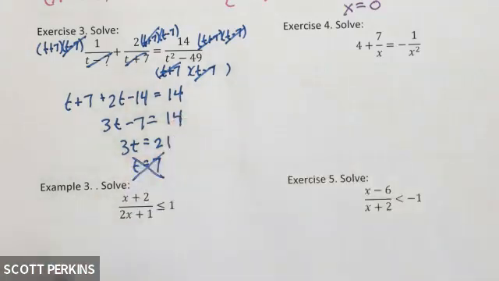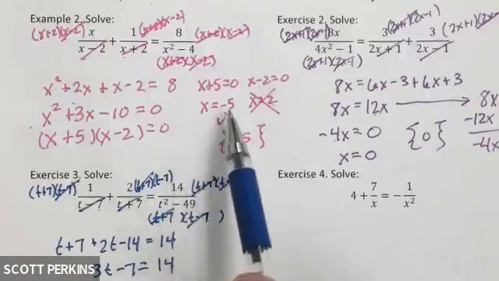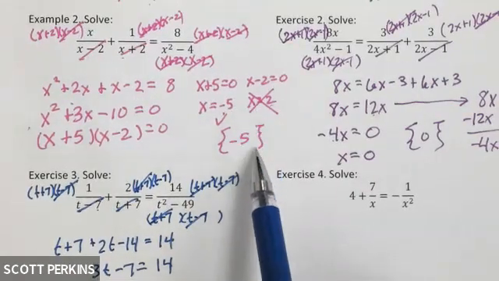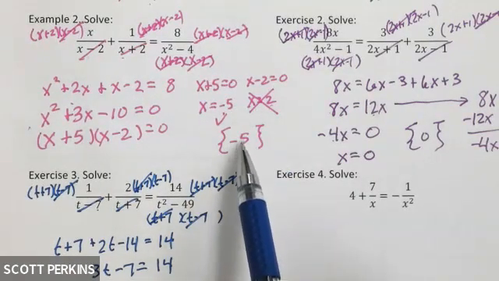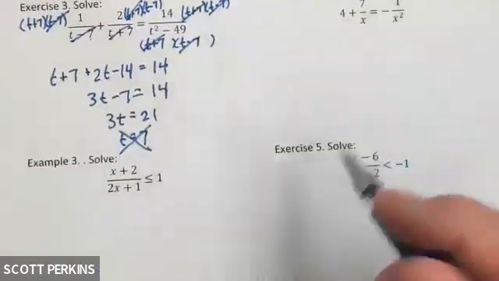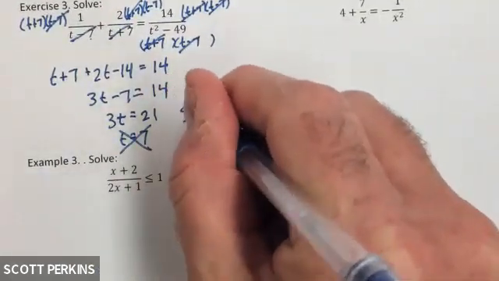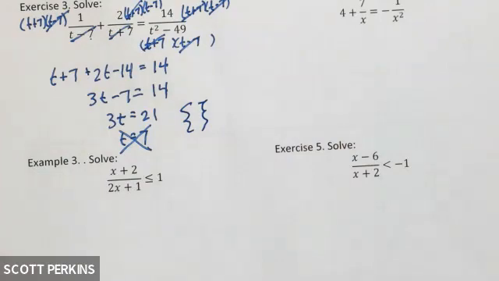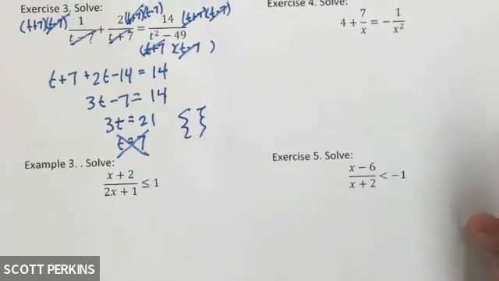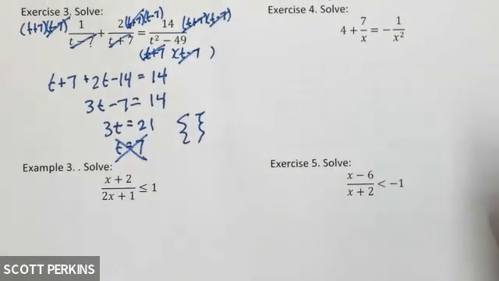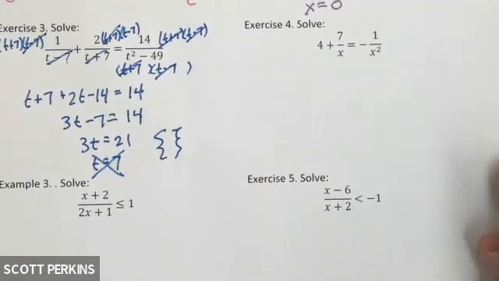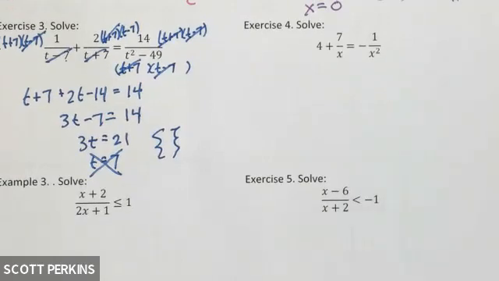And so my solution, there's no other solutions. Like in example 2, we had 2 solutions to choose from, and since one didn't work, we still had the other one left over. That's not this situation. So my solution here is the empty set. Not the set with 0 in it, okay, the empty set. I've got one more of these. So again, if you have any questions at all, please be asking them. Exercise 4, please solve that rational equation.